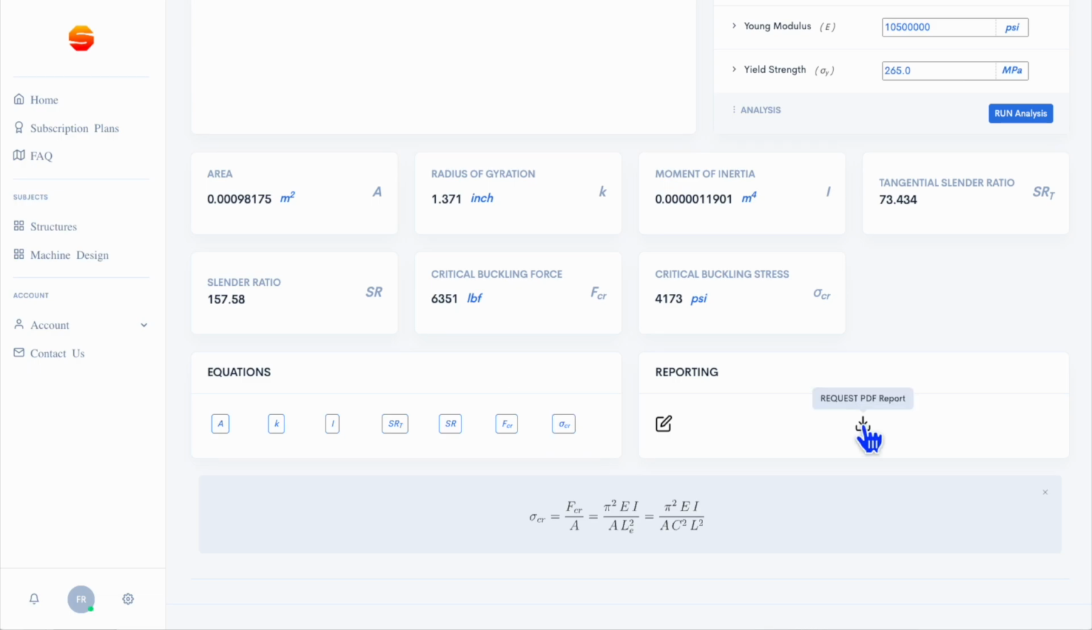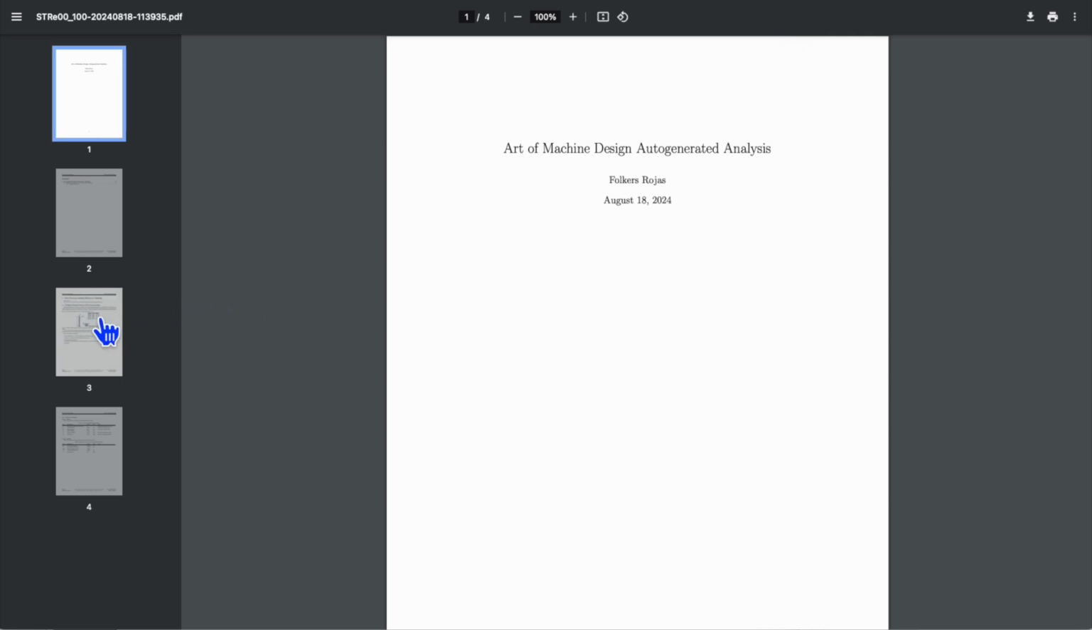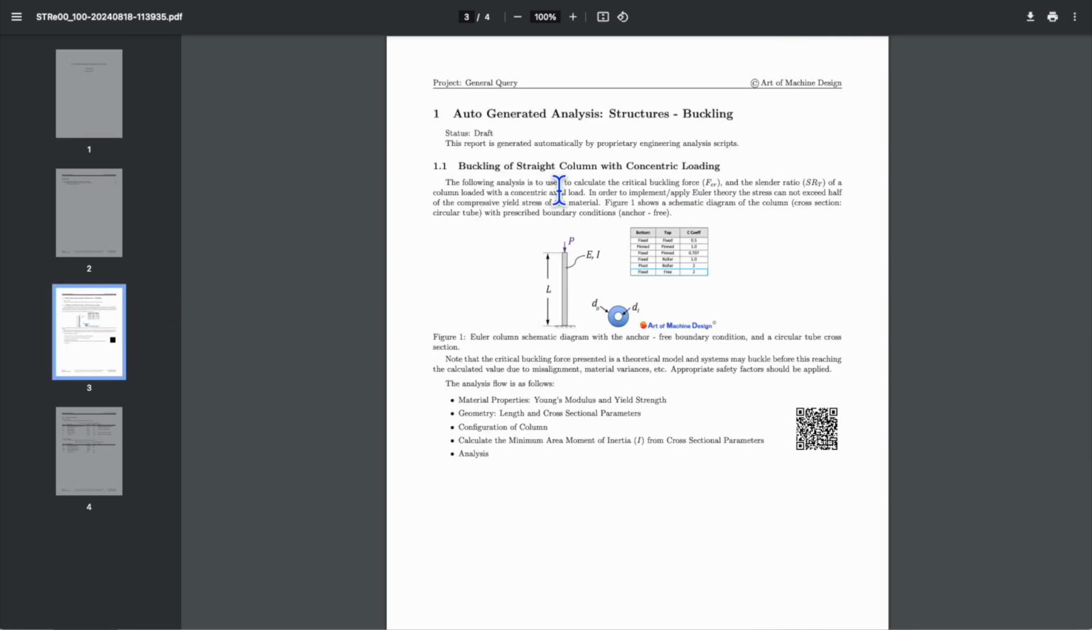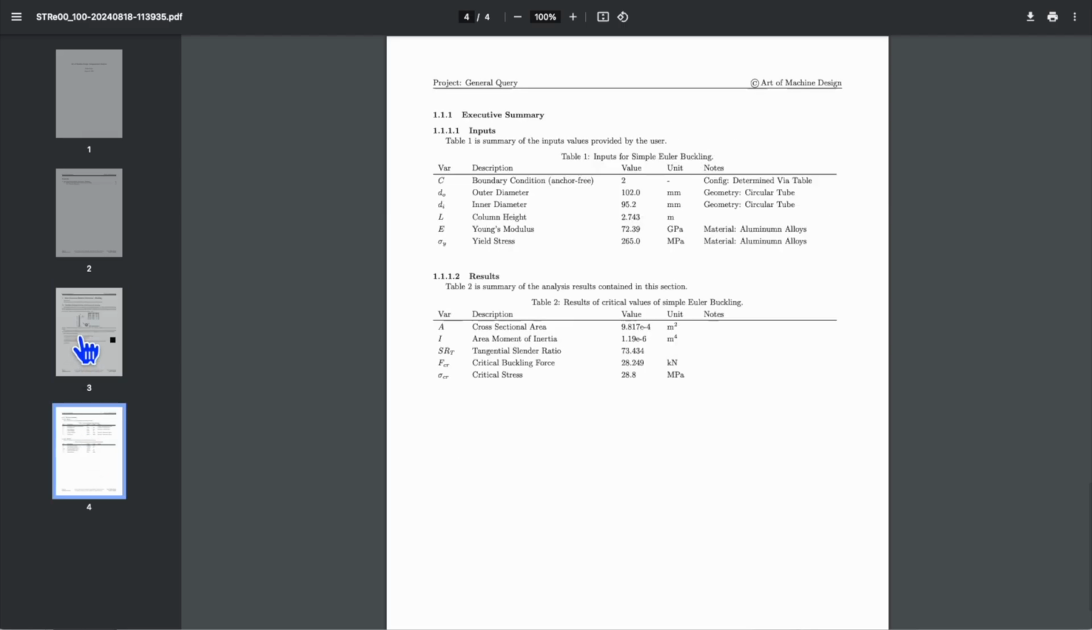For those who subscribe to our universe plan, you'll be able to click on PDF report, and you'll be able to get a configuration of the analysis that's being done. This QR code will take you directly to the calculator, and on the next page you'll get a summary of the results.